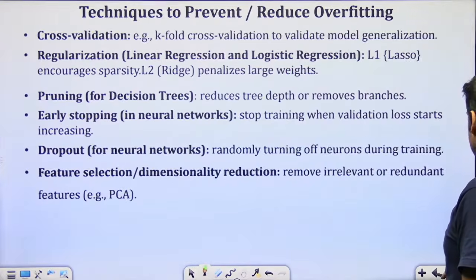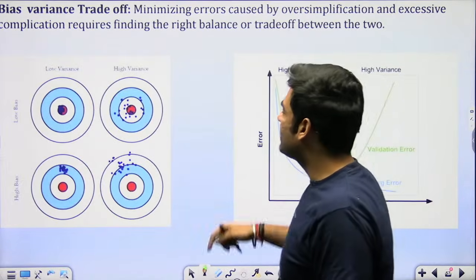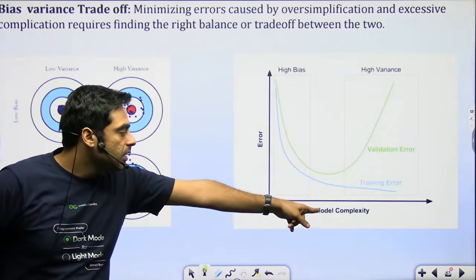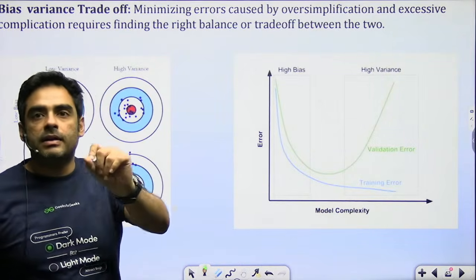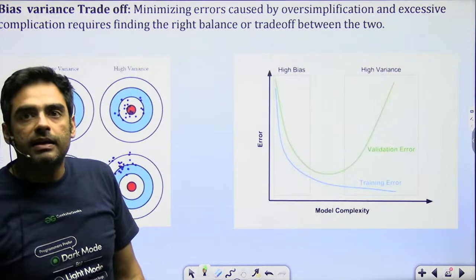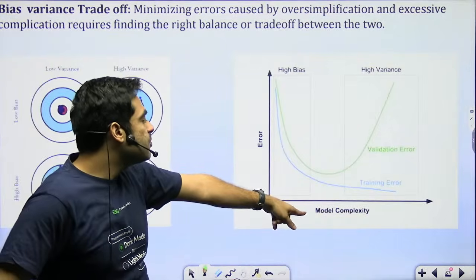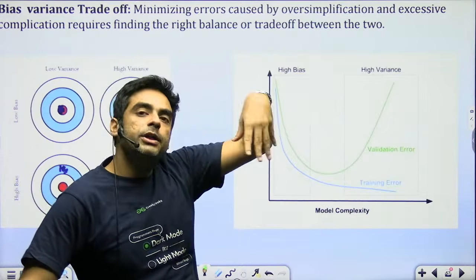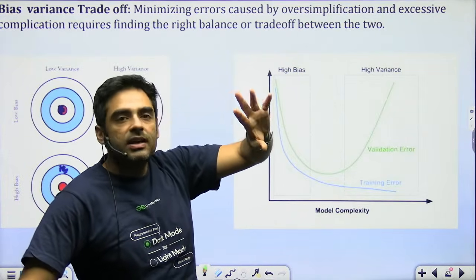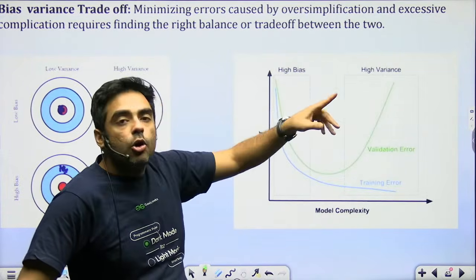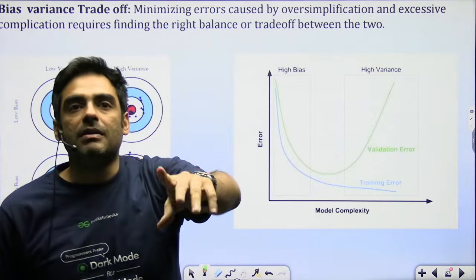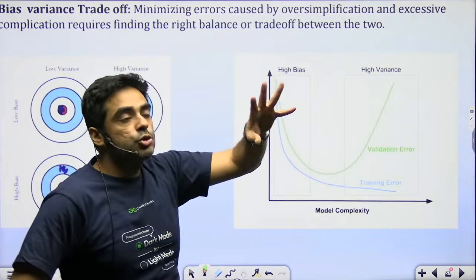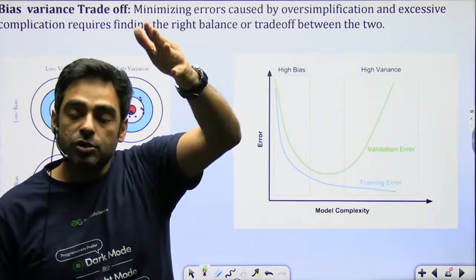Okay, so this is bias variance trade-off. This graph gives us a clear example of what bias variance trade-off is. It says that your model shouldn't be too complex, or too simple. What does that mean? It means that your error shouldn't be too high, or too low.